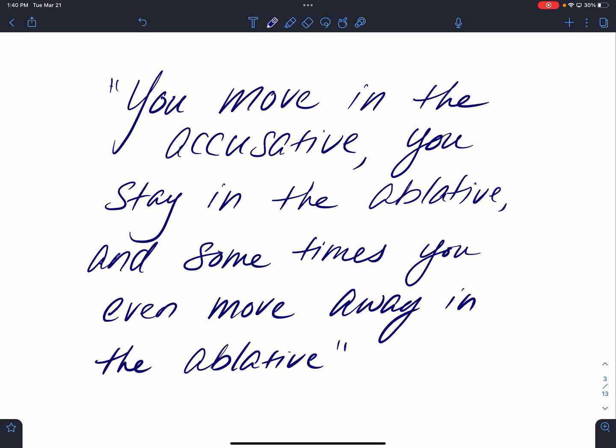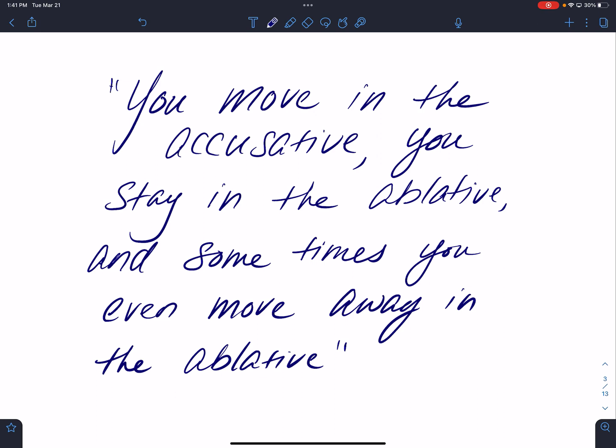Alright, so this is how it goes. You move in the accusative, you stay in the ablative, sometimes you even move away in the ablative. Alright, you gotta do the feet too. The feet are part of it. Alright, you guys ready to do this with me? Say it too. You move in the accusative, you stay in the ablative, sometimes you even move away in the ablative. Alright, as goofy as this is, the more you lean into it, the less embarrassing it is. Let's do this again.